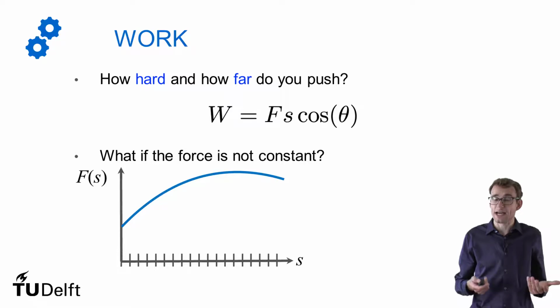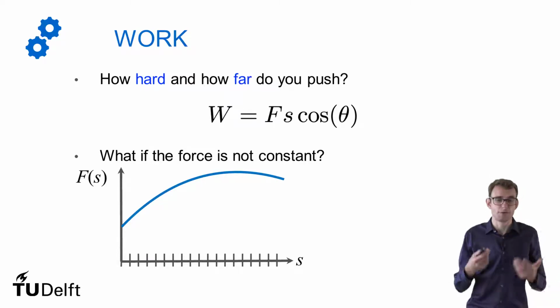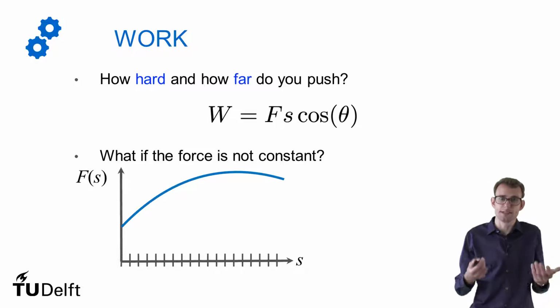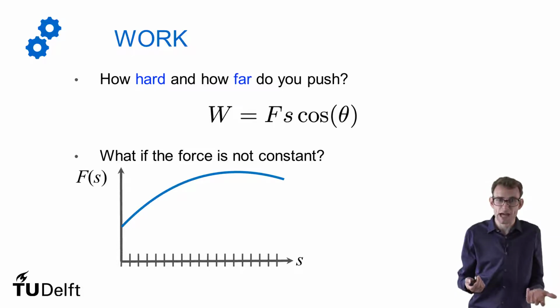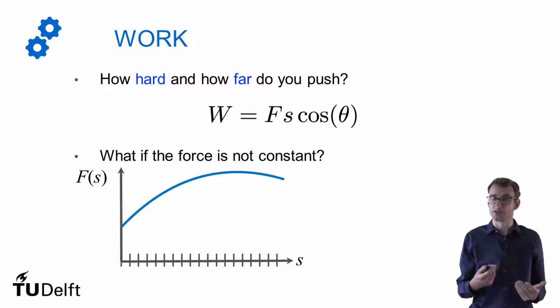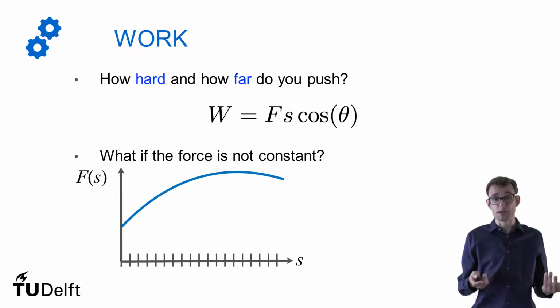All right, so that trick we can repeat. No matter how many pieces we have, if the force is constant in each of the pieces, we can simply add them all up. Now, in our example, however, we had this curved line. The force is not constant anywhere. Of course, we can approximate.